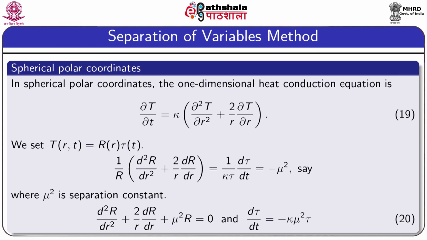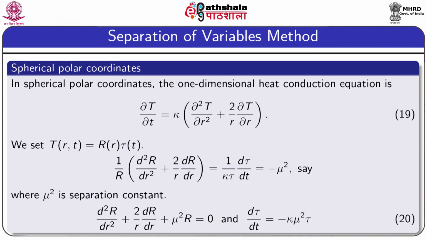In this section, we shall discuss the solution of the one dimensional heat equation in spherical polar coordinates. The heat equation in spherical polar coordinates can be written. We are again using the method of separation of variables to find the solution. So, we substitute capital T as capital R into tau. Substituting that, we get an equation which is written here.